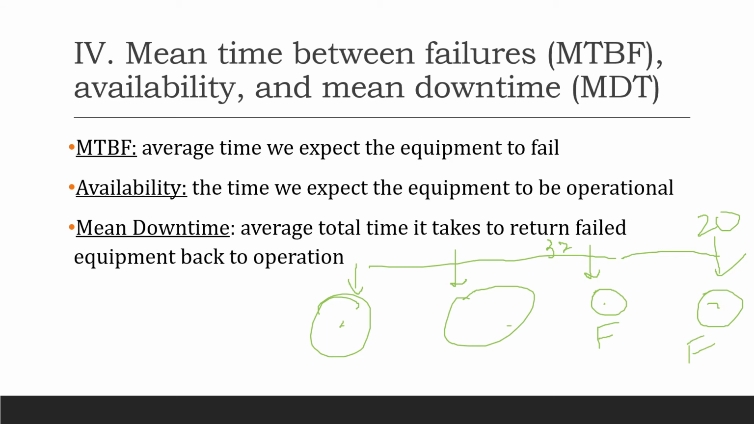Between 20 and 32 hours, the system is going to fail. You can get the average of that: 20 plus 32, divided by 2. Here's my calculator: 52 divided by 2 will give you 26. So the average time, 26 hours, is going to be the MTBF.